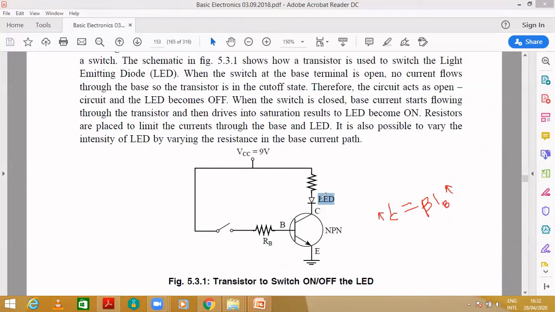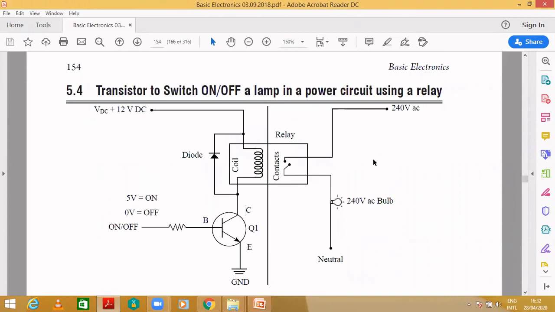Okay, so the next concept is the lamp. We discussed the transistor as a switch, the transistor to switch an LED on or off. Now, to switch a lamp on or off in a power circuit using a relay. So this is the circuit. You can observe this is the transistor. The base of the transistor is supplied with 5 volts. This 5 volt is considered as on, or logic 1. This 0 volt in analog is off, or in digital it is logic 0.